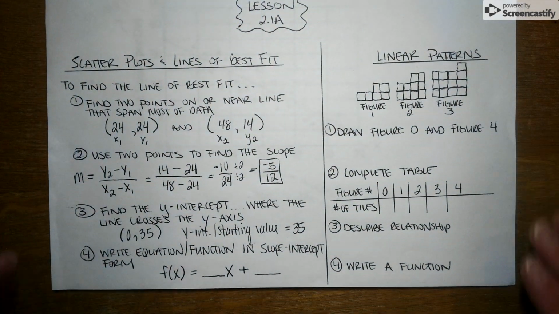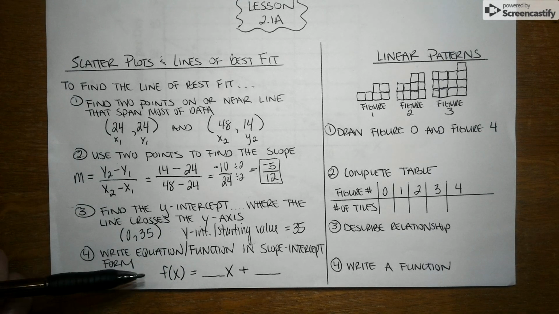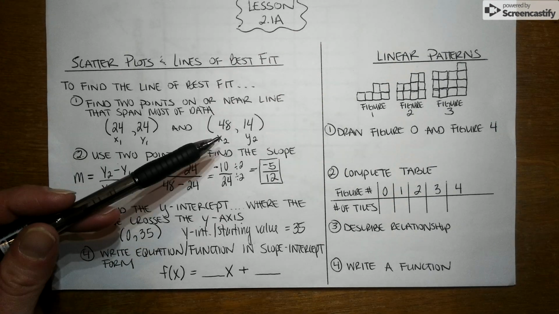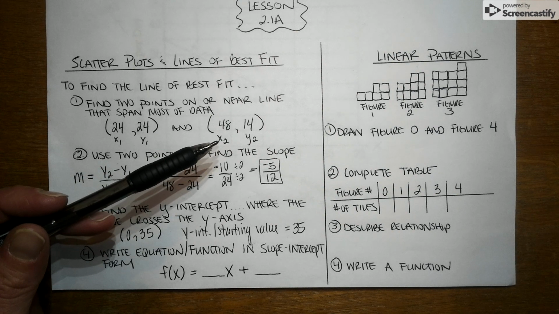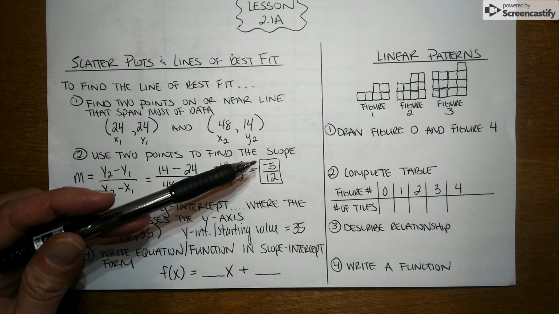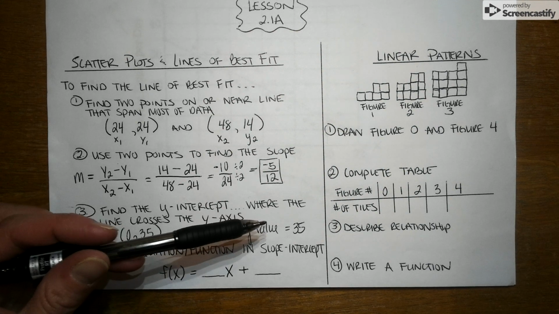Now that we've identified the two major things in order to write an equation or function, we're going to go ahead and write that equation or function to represent this line of best fit. So again, we used two coordinate points that fell on the line of best fit to span the data. We used them to find our slope, which is -5/12. And then we found the y-intercept, or where our line of best fit crossed the y-axis, and that's at 35.